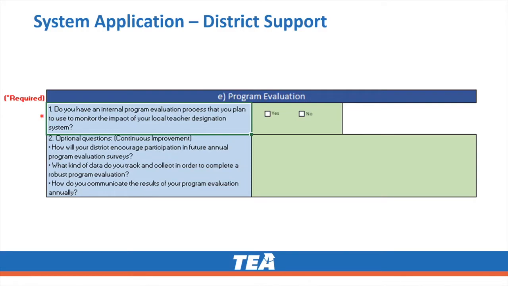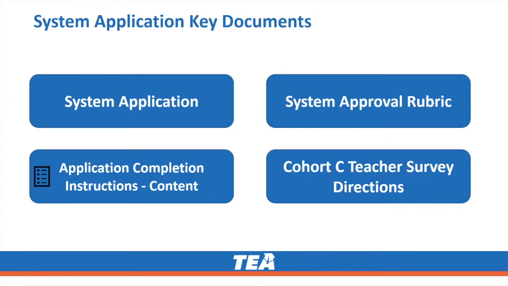On the District Support tab, there is a question regarding annual program surveys. Once a system is approved and after the first teachers are designated in the local system, Texas Tech University will work with districts to send teachers, principals, and HR staff an annual program evaluation survey that can be used for continuous improvement. We will next talk about the application completion instructions by cohort.